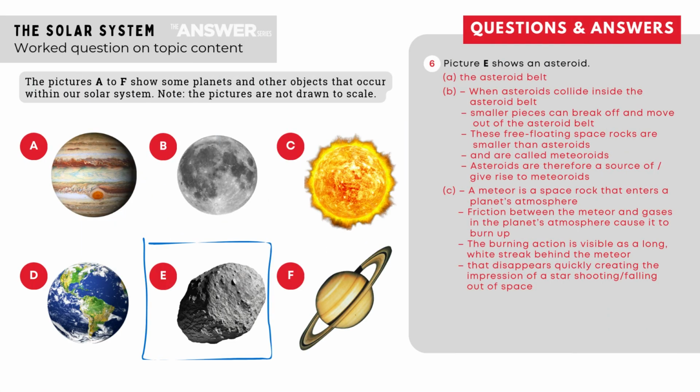To phrase that correctly in the form of an answer, you would start by saying that a meteor is a space rock and it enters a planet's atmosphere. There's friction between the meteor and the gases in the atmosphere of the planet, causing it to burn up, and that burning action creates a long white streak behind the meteor. Because that streak appears and disappears very quickly, it creates the impression of a star falling out of space.